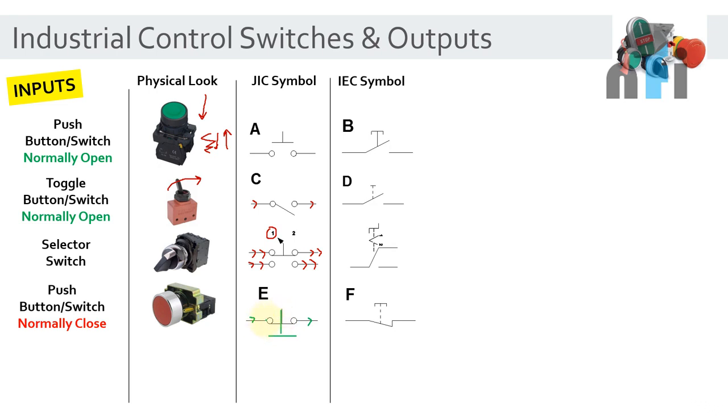So this is basically the opposite of normally open. When you press the button here, it will pass the signal. But here when you press the button, it will block the signal. So it's the opposite of normally open.